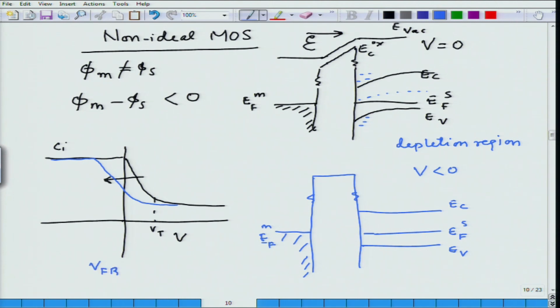In this case the flat band voltage is going to be equal to phi of ms. I have to apply the difference of the phi of ms in order to get the flat band condition, and that would shift the ideal CV curve towards right or left depending on what the conditions are.